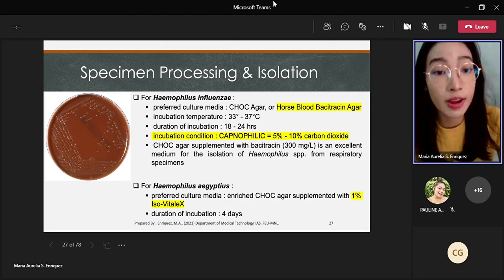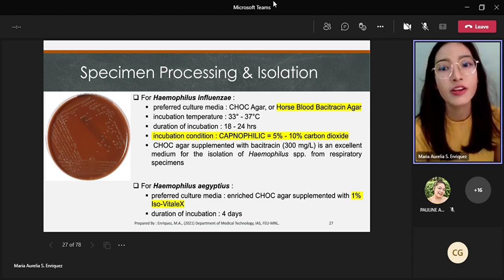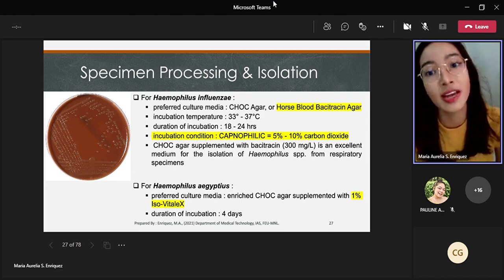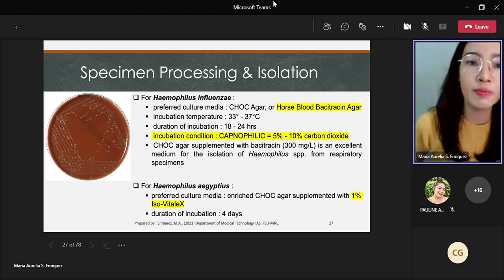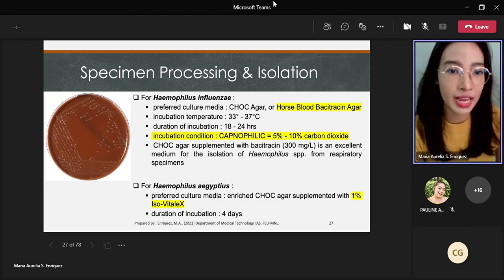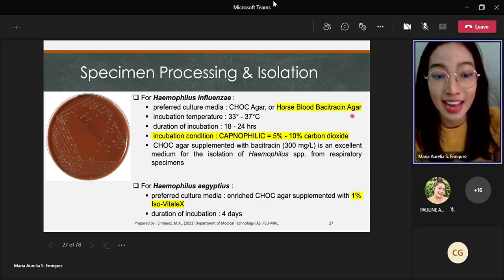Ayan. Next naman po, for Haemophilus influenzae, the recommended culture media is the horse blood bacitracin agar. So although for most laboratories that don't have it, chocolate agar infused with bacitracin may also be used. Okay? So they must be incubated under capnophilic conditions. So ayan, naka-highlight naman na po dito lahat ng kailangan nating tandaan.